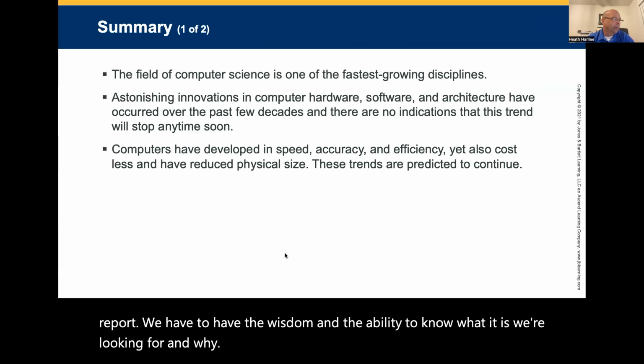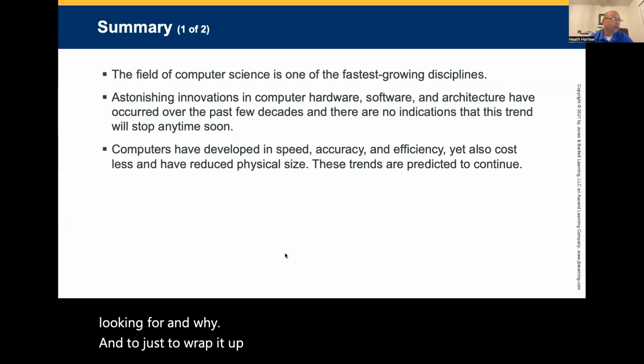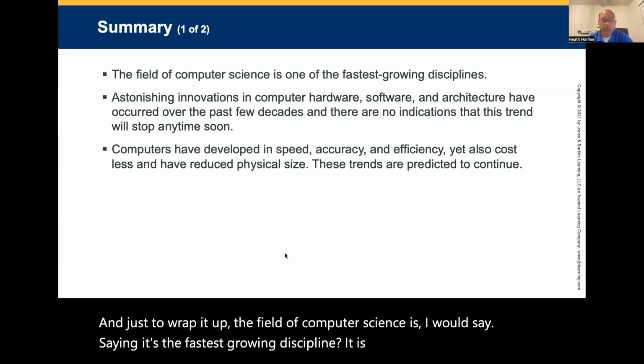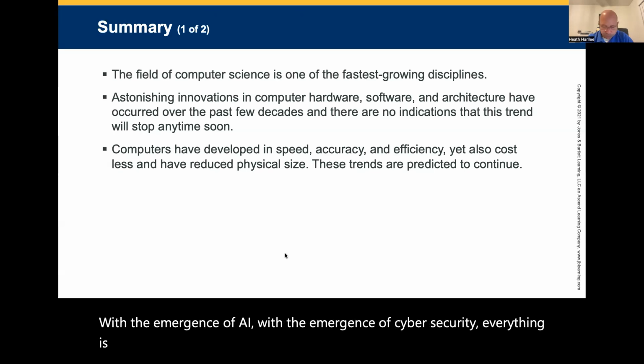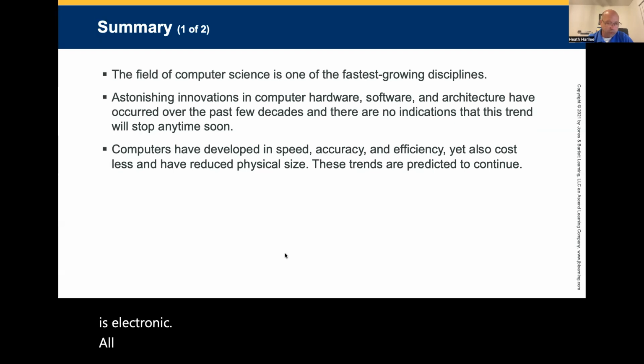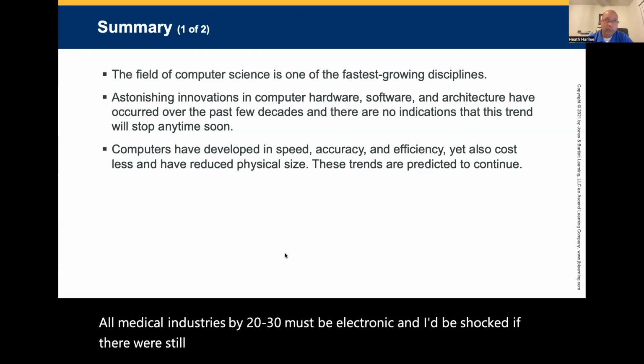And just to wrap it up, the field of computer science is, I would say, the fastest growing discipline. It is the fastest growing discipline with the emergence of AI and the emergence of cybersecurity. Everything is electronic. All medical industries by 2030 must be electronic. And I'd be shocked if there were still offices operating off paper, but I'm sure somewhere there is.